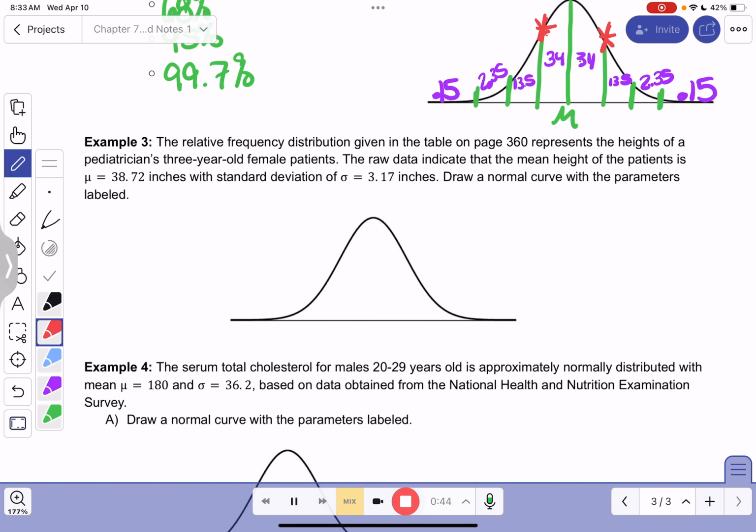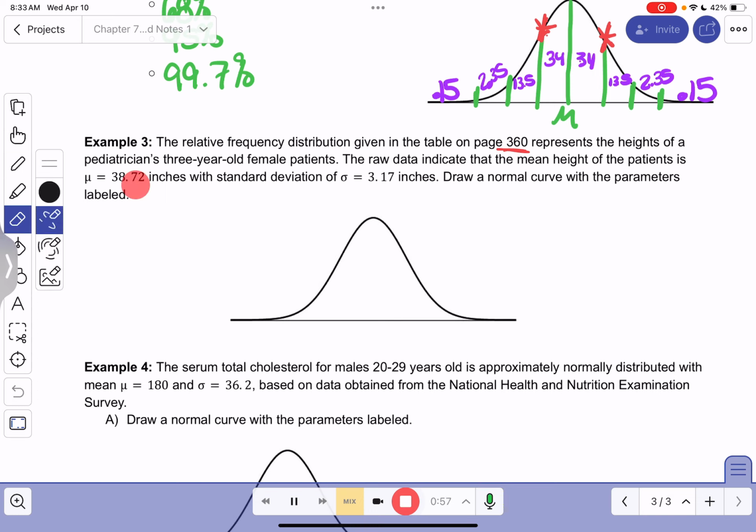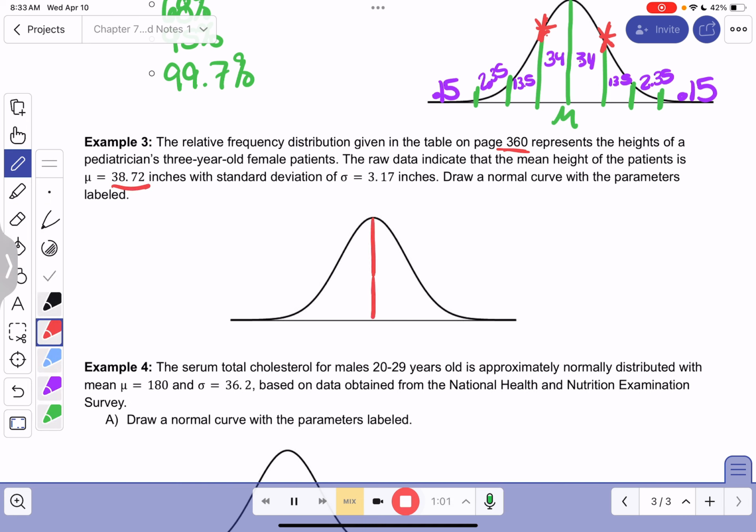So now let's look at the relative frequency distribution given on page 360. If you want to look in the book, you can look at it. But essentially it's telling you the heights of a pediatrician's 3-year-old female patients. The mean height is 38.72. So we're going to put 38.72 right here. Then our standard deviation is 3.17. So every time we go up, we add 3.17.